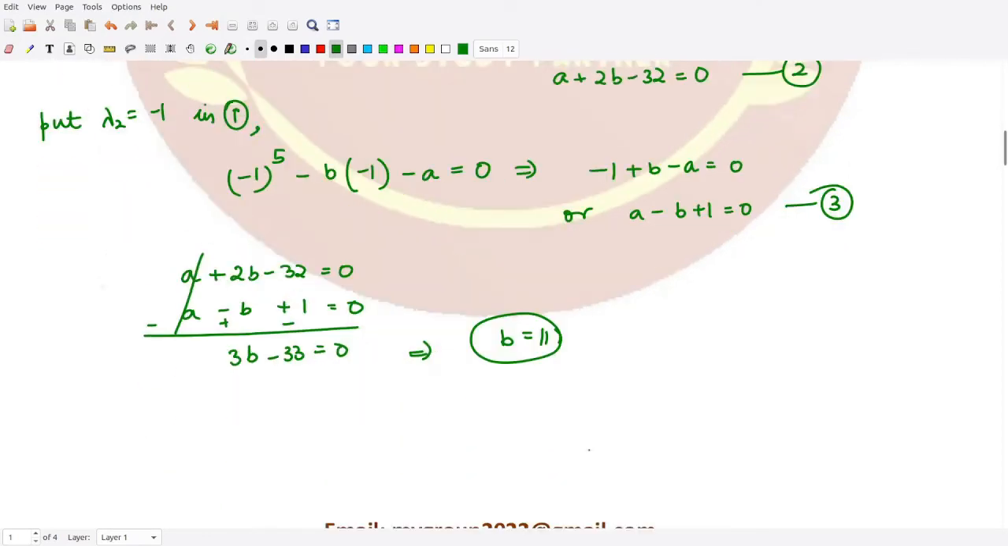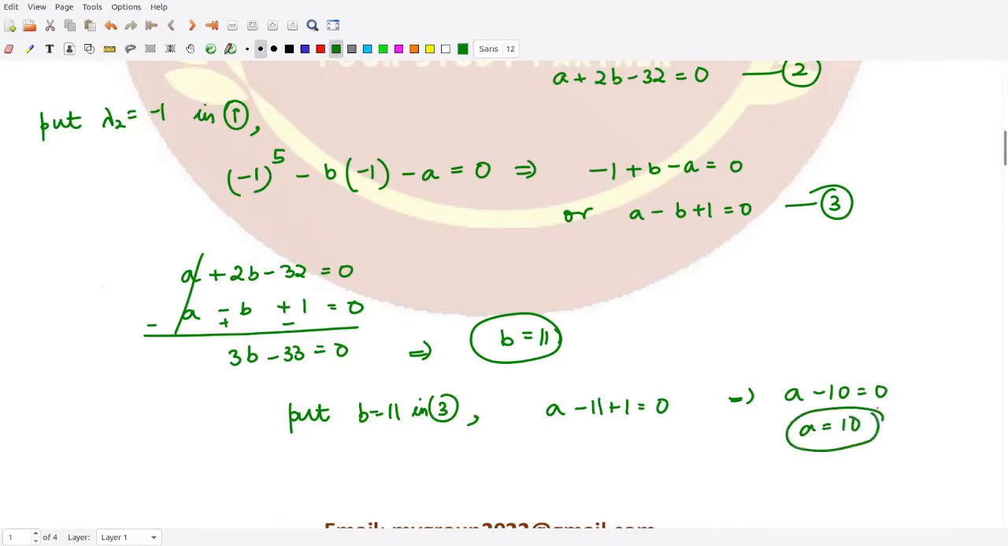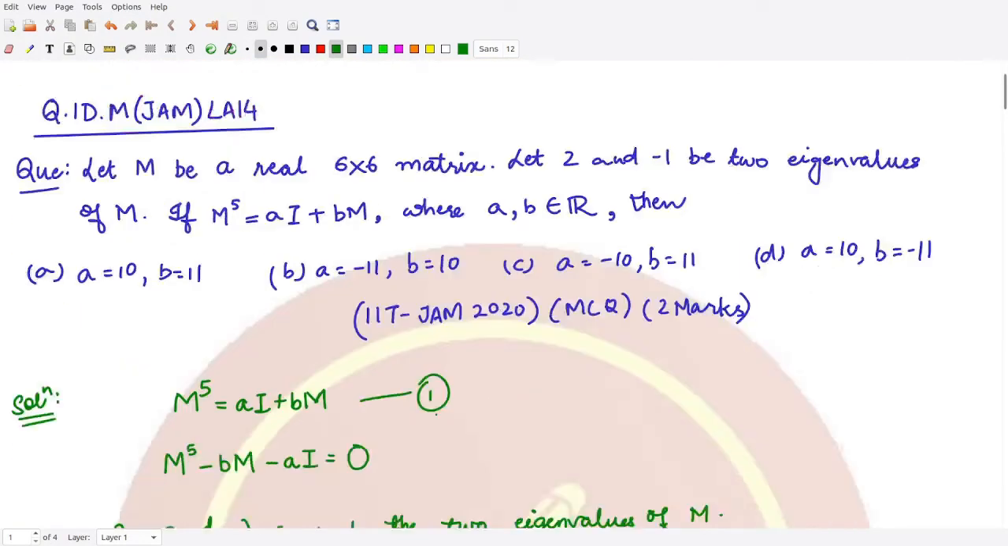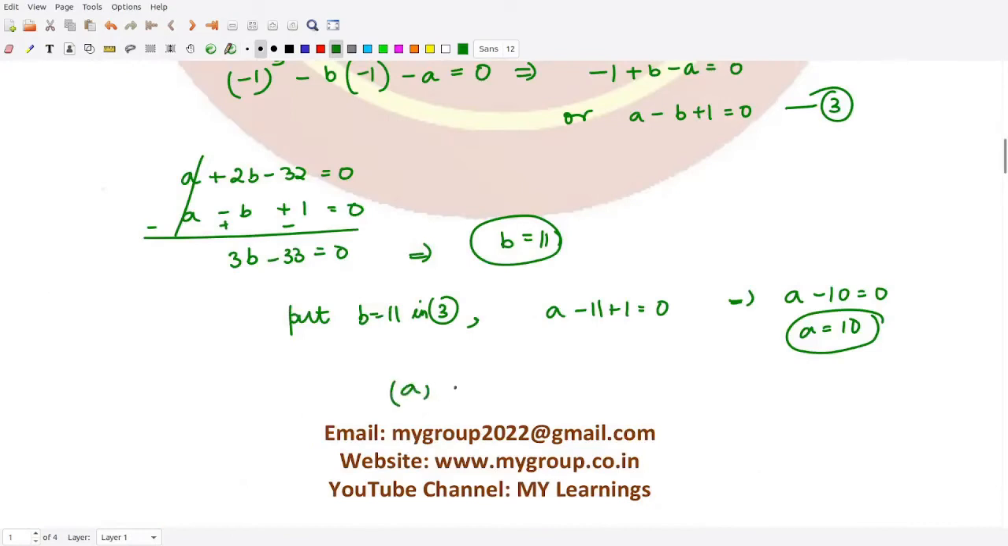Once you have the value of B, let's substitute it back. Put B is equal to 11 in equation 3. So you have A minus 11 plus 1 is equal to 0. That means A minus 10 is equal to 0, or you have simply the value of A as equal to 10. So from here you see you have A as the correct option. A is the correct option. So in this case, this is how you work out the solution.